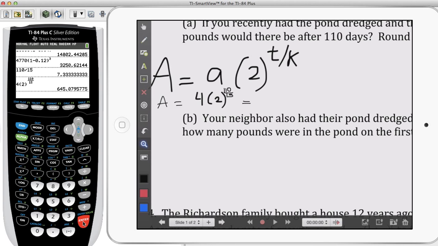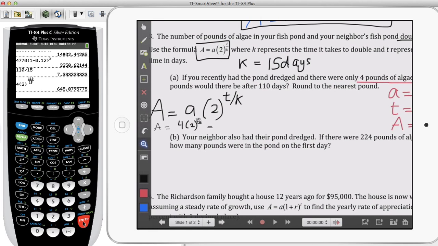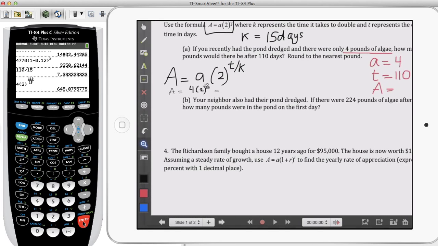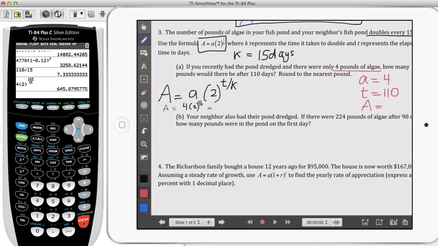And that's 645. So A is going to be 645.